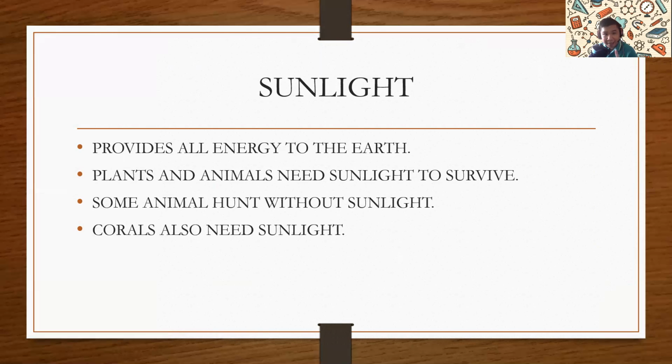Another type of plant that needs sunlight is the corals or the coral reefs. Some corals are animals and some are plants. But the thing that they share is that they both need sunlight. Let me show you a couple more examples.